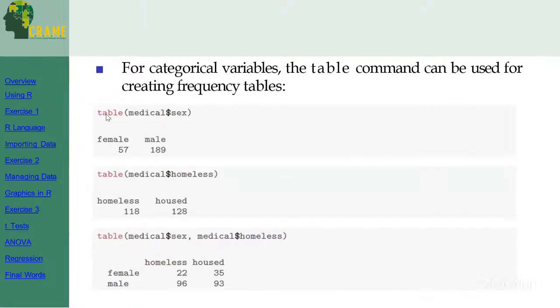For categorical variables, you can write table medical sex. How many females and how many males, if you'd like to see. On which variable? Sex variable. Suppose I want to see this again now on the homeless variable. So medical dollar homeless. Dollar is a sign which gives you the liberty to interact with specific variables under a data set, under a data frame.